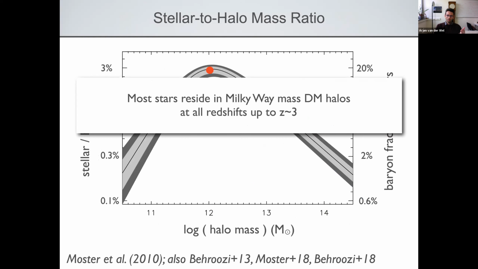And so at all redshifts, most stars reside in 10 to the 12 solar mass halos. It's a key result of this work.